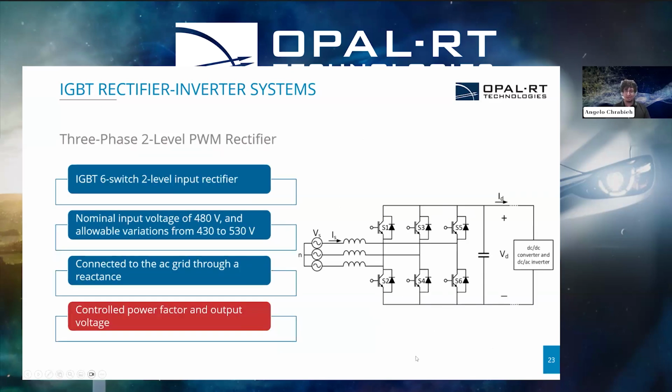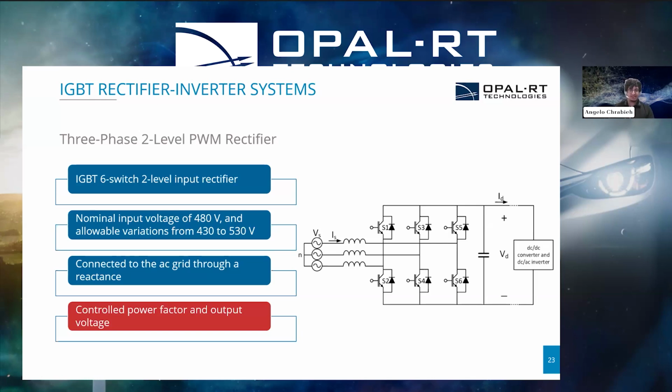And now for the rectifier, in our case, we are using an IGBT six-switch two-level input rectifier. Like any other rectifier, we have an AC input and a DC output. The nominal input voltage is 480 volts, but it can vary between 430 and 530. This is permitted, and this is something that we can also do in the courseware. It is accessible. We can change the value of the input to see how it affects the output of the rectifier. And it is also connected to an AC grid through a reactance.